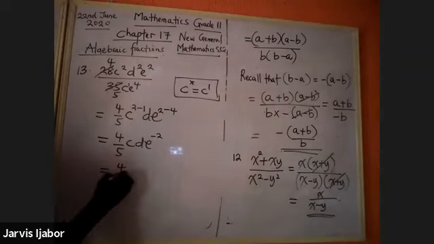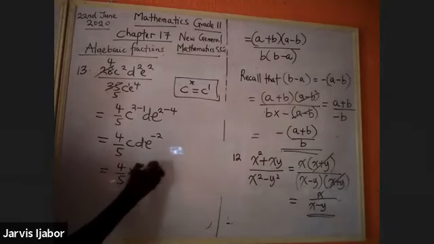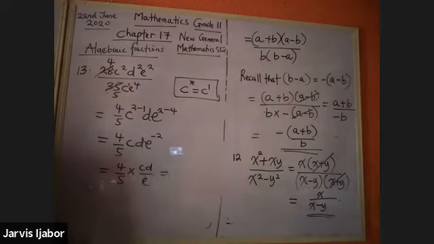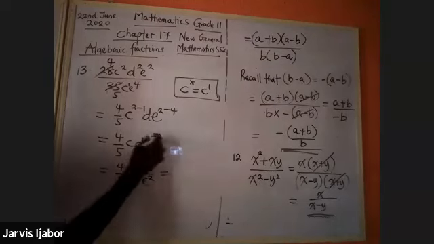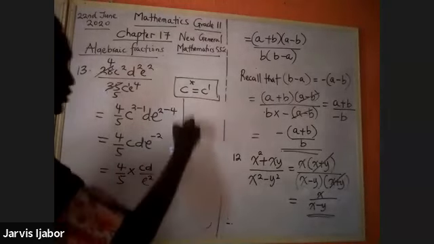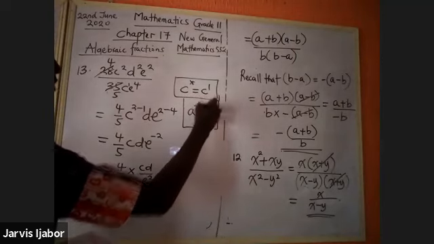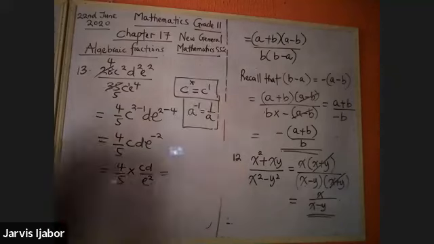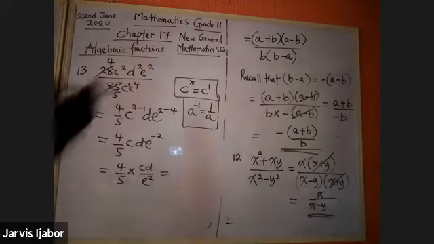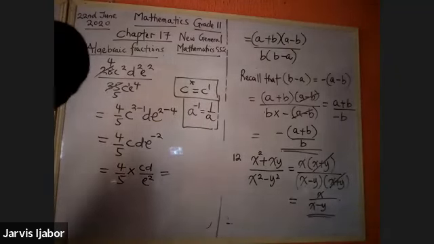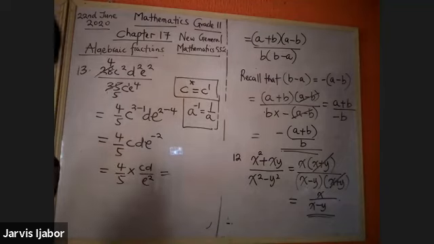This will be 4 over 5 times cd over what? e raised to the power of 2. Remember, another important piece of information for you here is that a to the power of minus 1 is the same thing as 1 over a. So take note of that. Please take note of all these nuggets I'm giving to you. You may want to write them somewhere, and this will help you understand this concept very well.